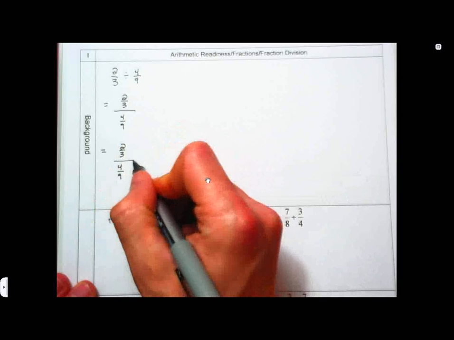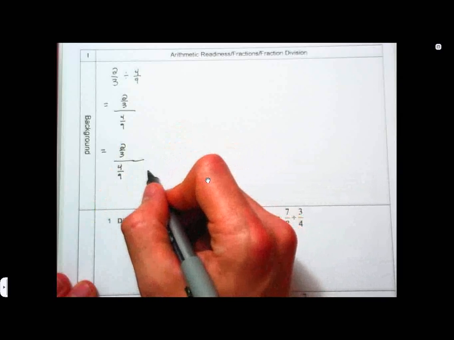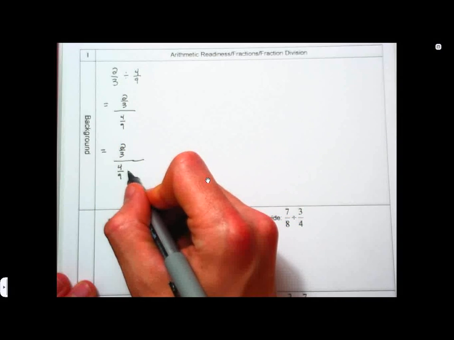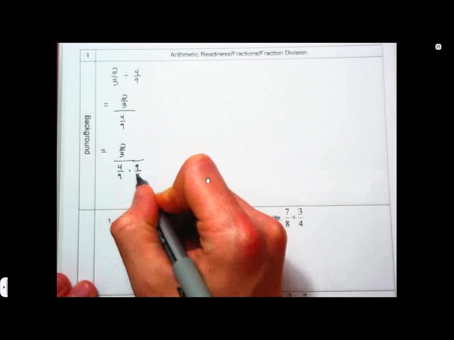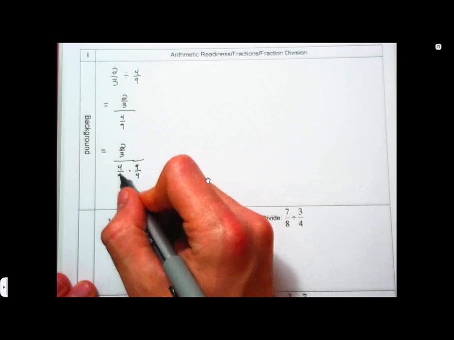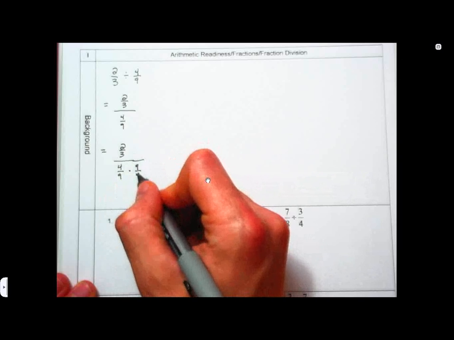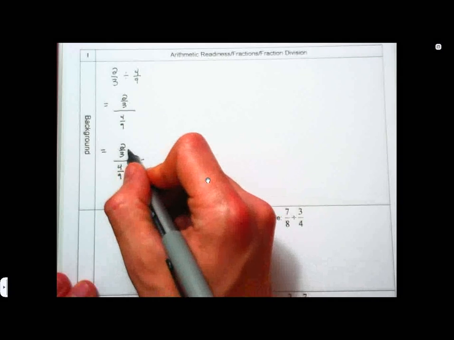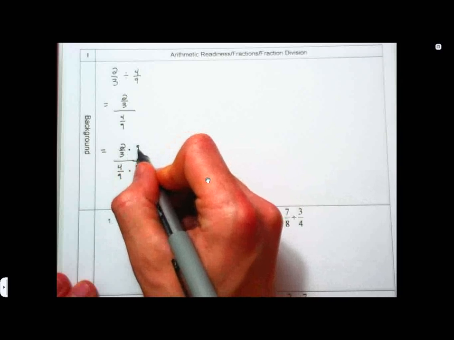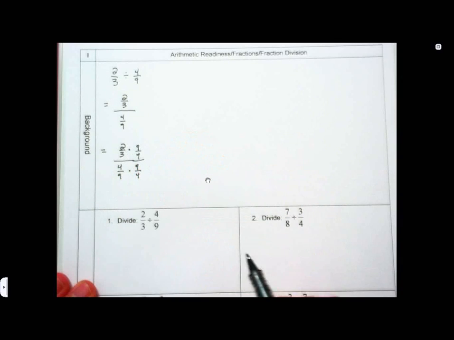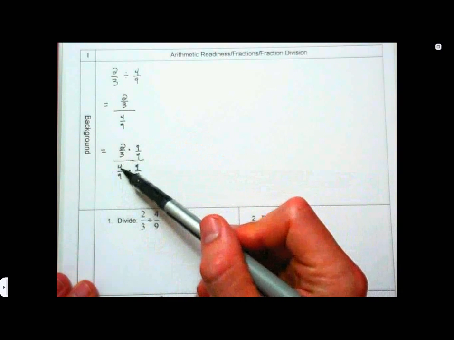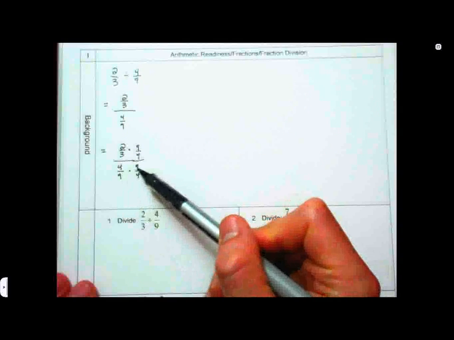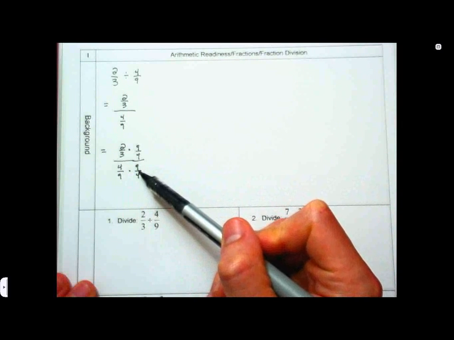So I'm just copying what I had. Now I'm going to multiply the bottom of this fraction by 9/4. Notice it's the flipped over version of this guy. Because I multiplied the bottom by 9/4, I also have to do the same to the top. Okay, so when I multiply 4/9 by its reciprocal, 9/4, let's just see what happens.